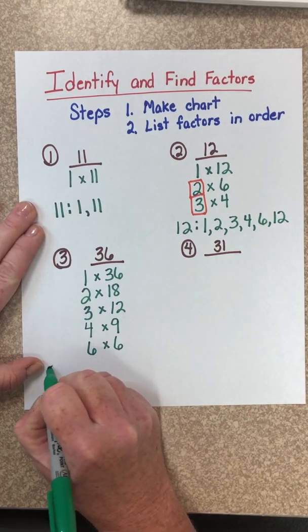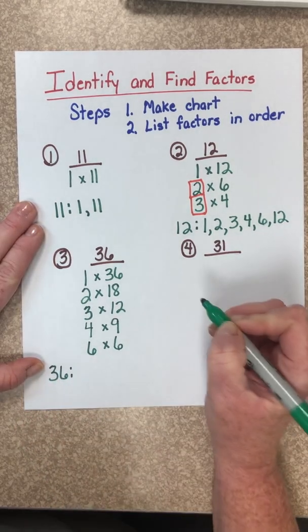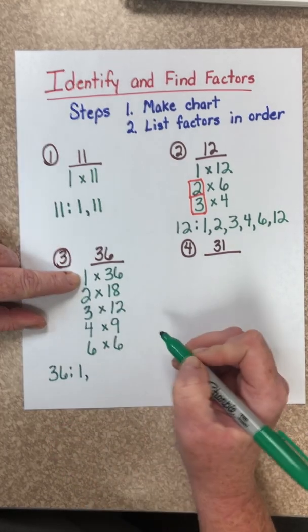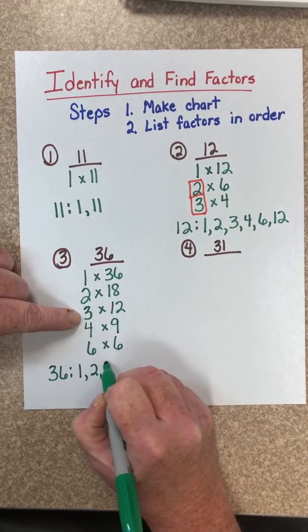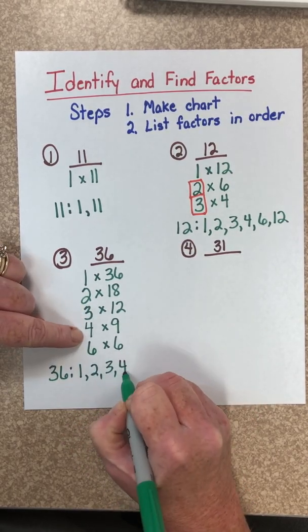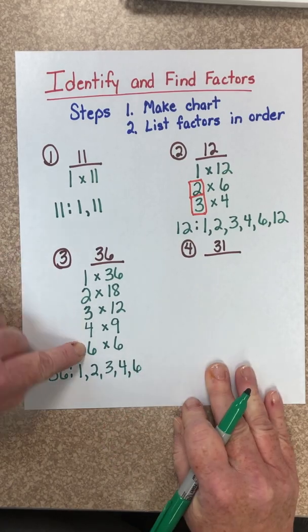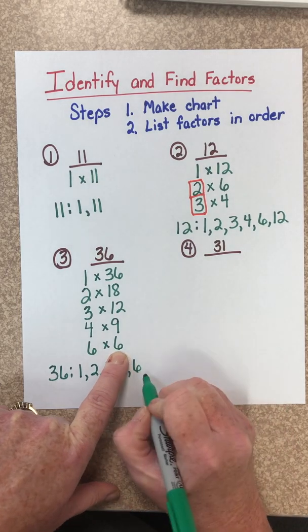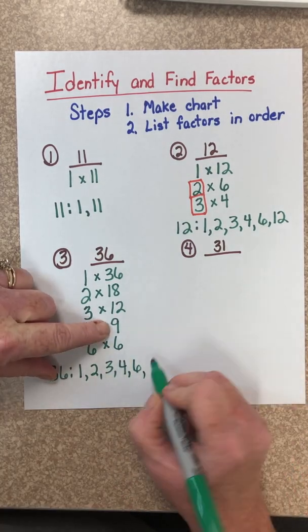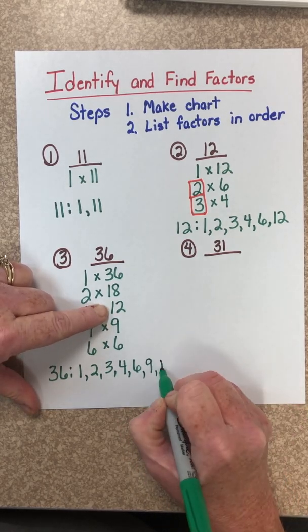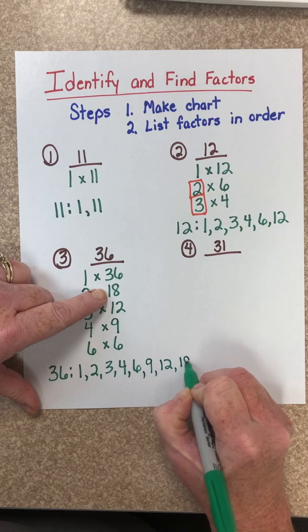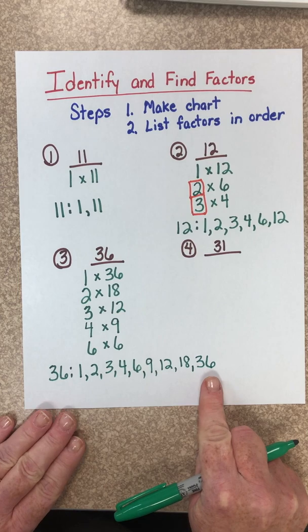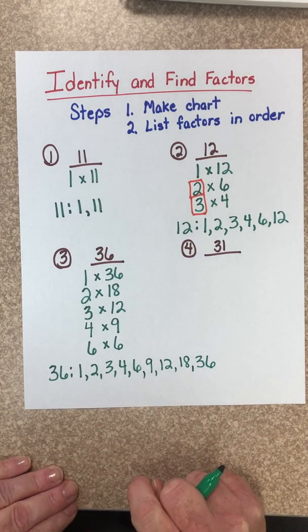We're going to start with writing the number 36 with a colon. We start on the top left of this chart, and we're going to go down. So that's 1, 2, 3, 4, 6. And then when I go to the right side, I have another 6. Do I have to write it a second time? No, I don't. So then I need a comma, and I'm going to write 9, 12, 18, and 36. These are our factors in the number 36.